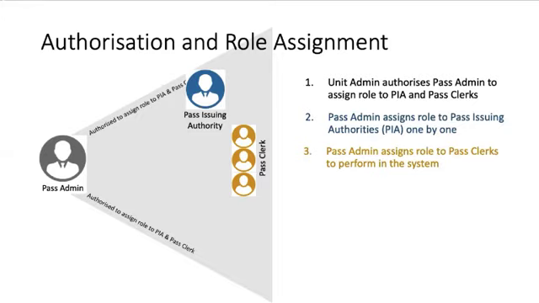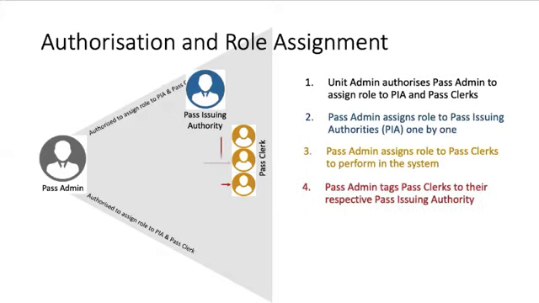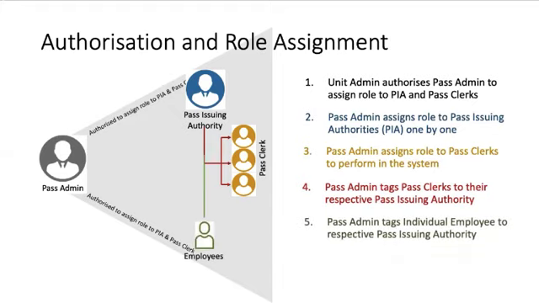So now pass issuing authority has been given his role. Below that, pass clerk has been assigned their roles, and then pass issuing authority is connected with the pass clerk, and now we are left with employees. So employees are directly connected to pass issuing authority. The way if pass issuing authority is a station manager, all employee who are posted in that station takes pass from that station manager. So all employee, irrespective of department, is connected to the pass issuing authority.